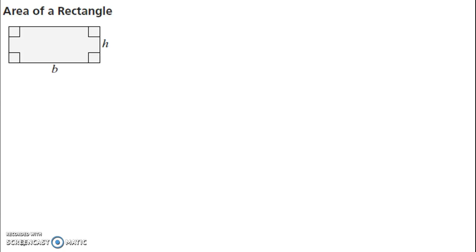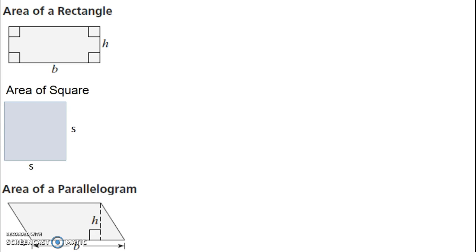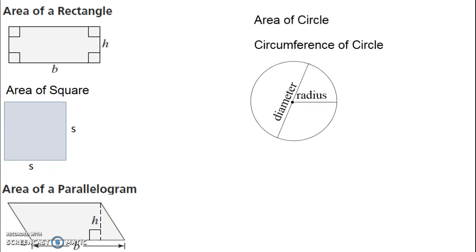You still got to know your formulas. So at the top of your notes, you should have that the area of a rectangle will be base times height, still with the perpendicular base and height. Area of a square is still the side length squared. The area of a parallelogram is still base times height. Those sides, the base and the height, still have to be perpendicular.